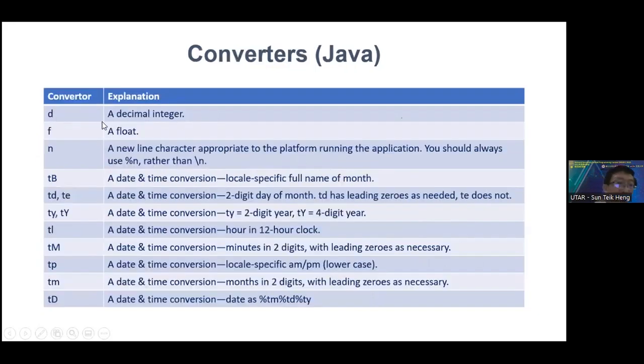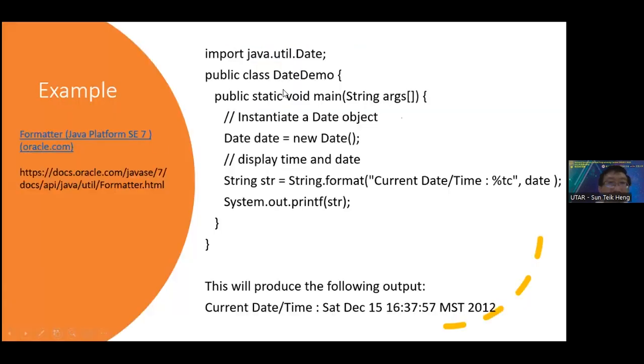All right, so you can have these various types of converters. To convert for decimal place, you use D. Floating point, you use F. New line, you use N. So just now you have seen %n. For date and time conversion, you have all these.